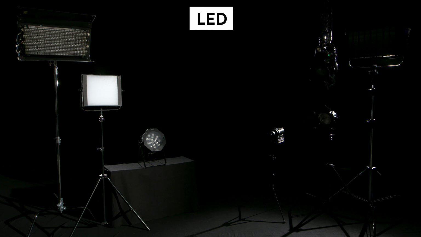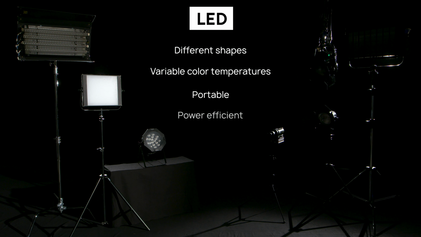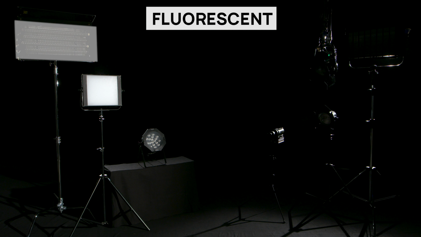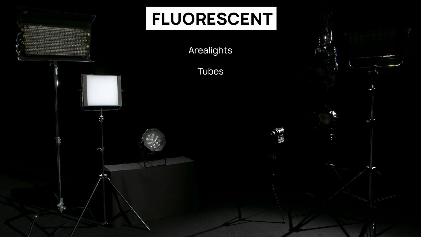LED, the most modern light source, comes in all shapes and can offer variable color temperatures and outputs. On top of that, they are portable and power efficient without getting too hot. Last but not least, fluorescent lights. Mostly used in area lights with tubes and known for providing soft light at daylight color temperature.